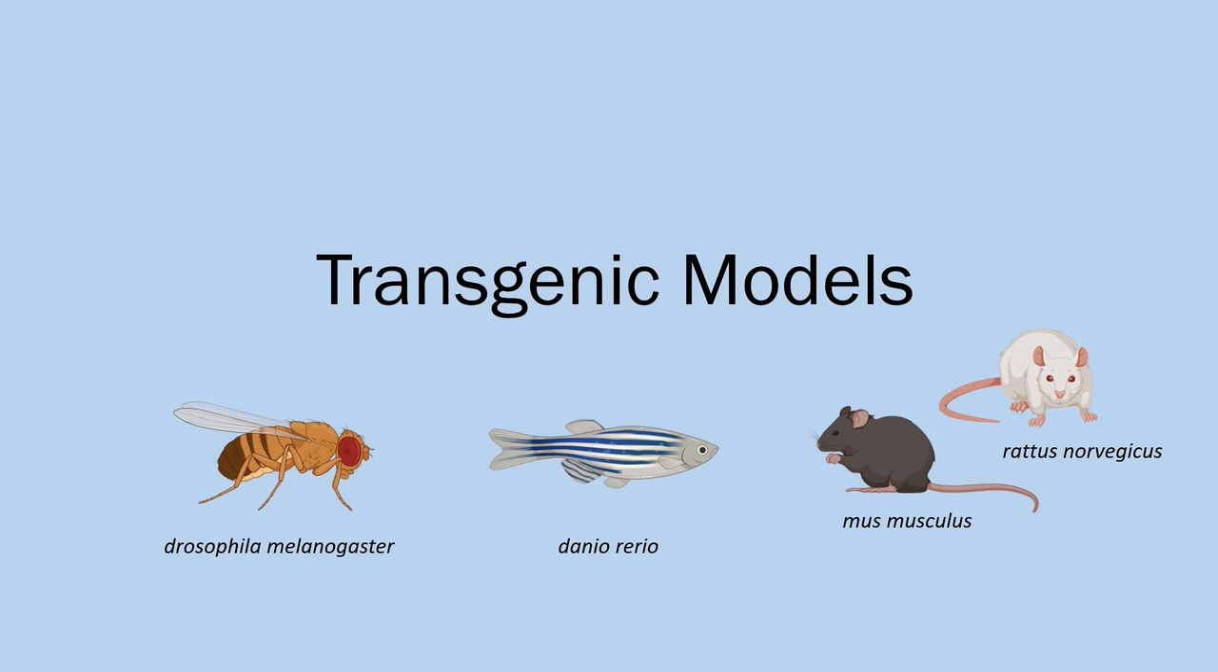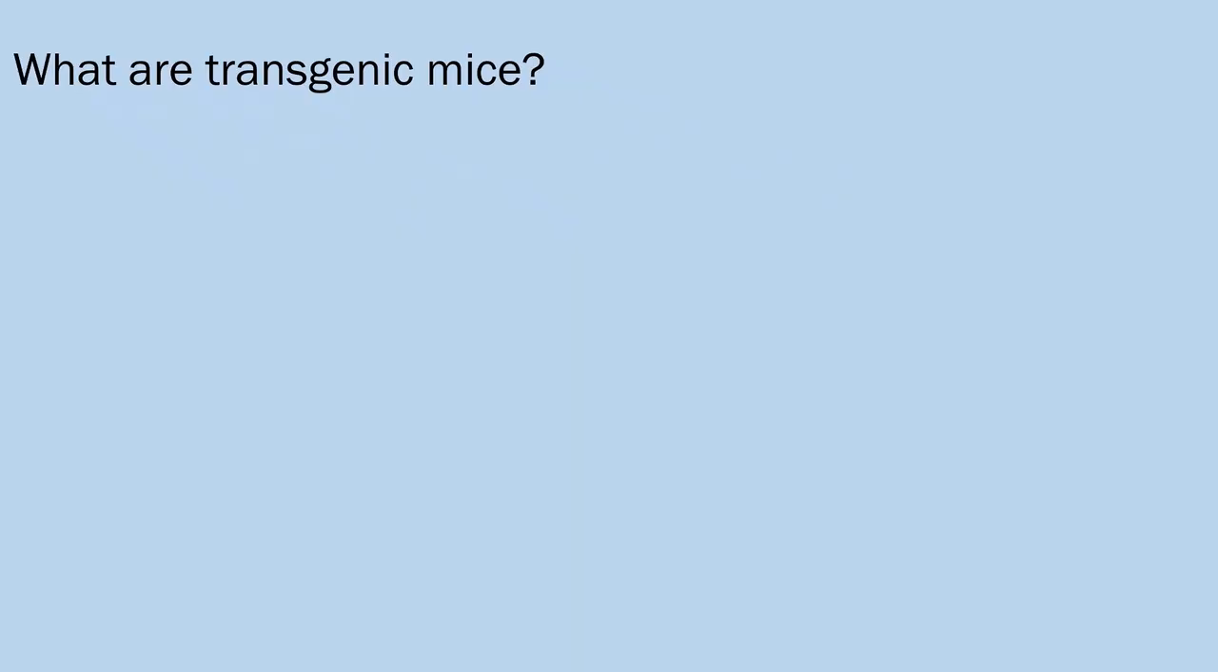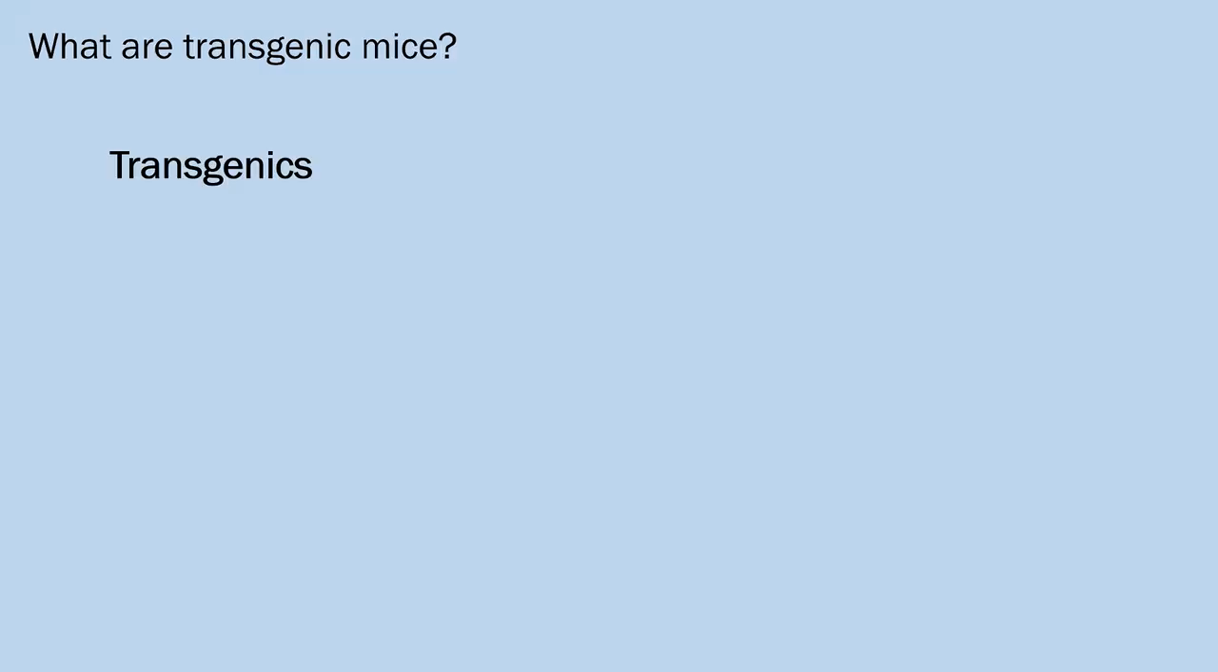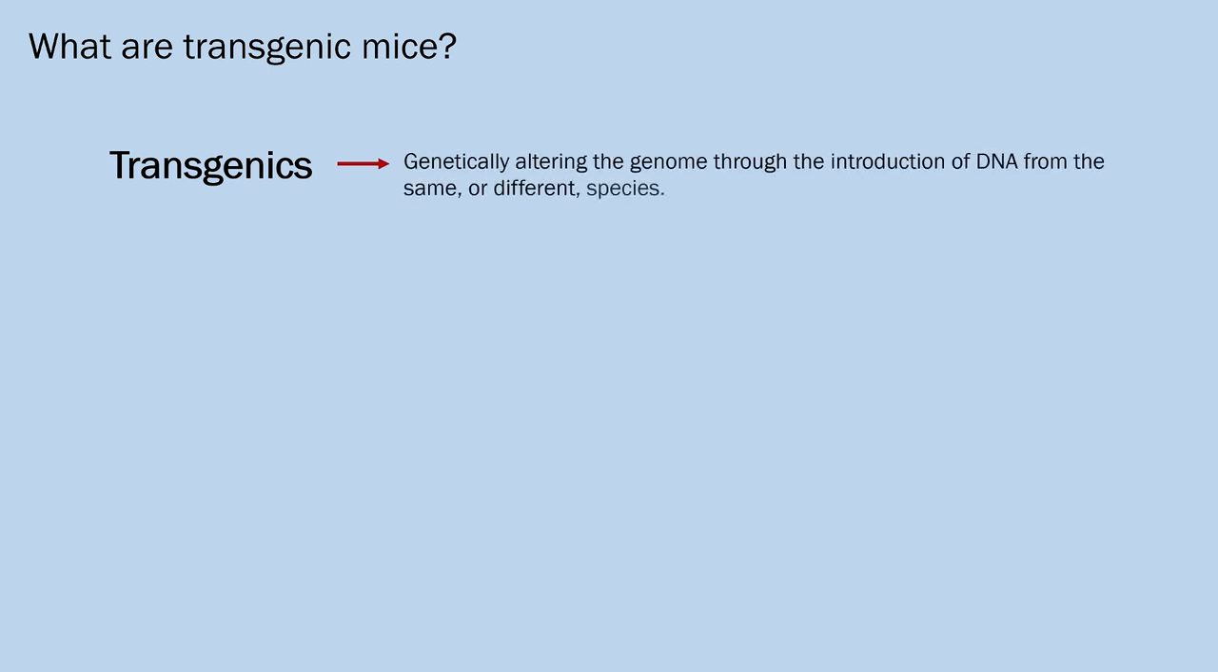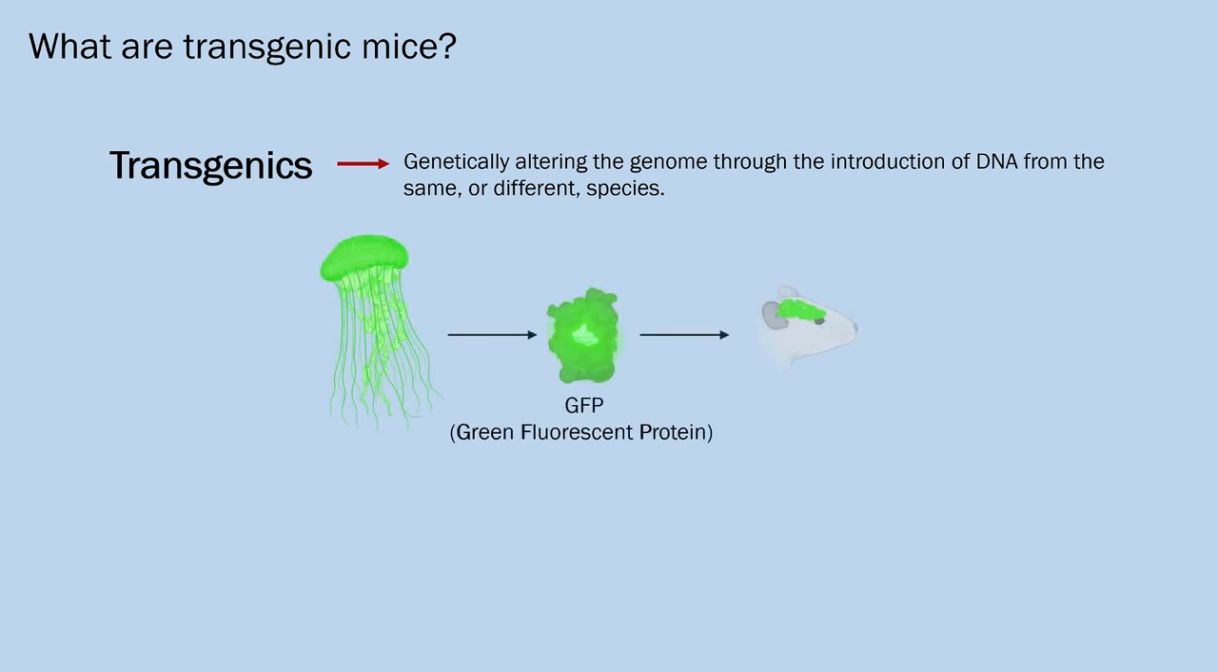There is also a wealth of information available about the genome of model organisms, which allow scientists to alter the genome and thus create transgenic organisms. The term transgenic generally refers to genetically altering the genome through the introduction of DNA from the same or different species. For example, a certain species of jellyfish emits a natural glow or bioluminescence.